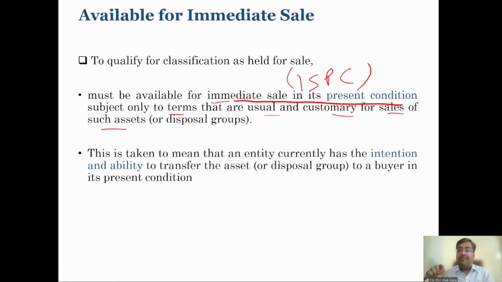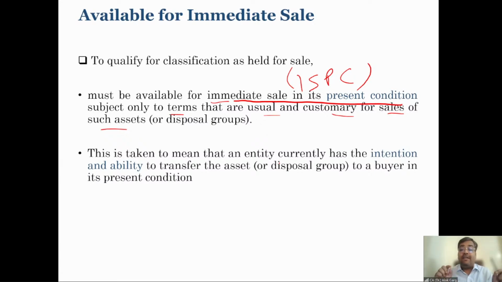So available for immediate sale in the present condition does not mean that it has to be sold within a minute, within an hour, within a second. It does not mean that. It means whether intent and ability are there to sell off this building right away. Yes, intent and ability are there. In my earlier case, ability was there, but intent was not there.